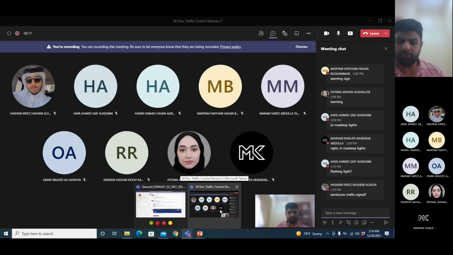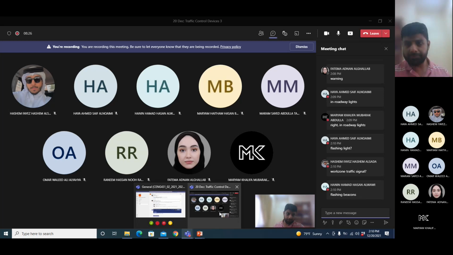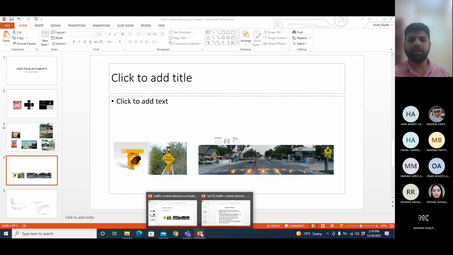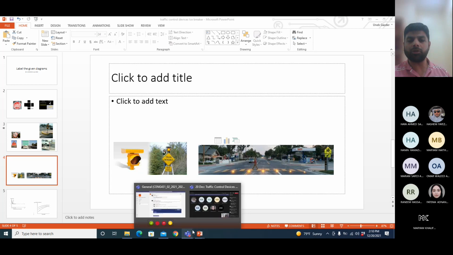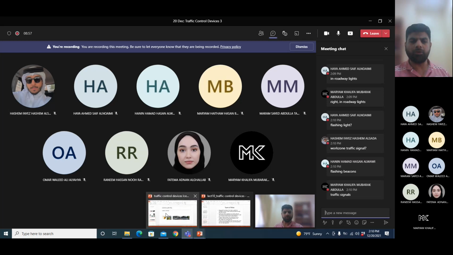Flashing beacons. Okay, flashing beacons. They are known as flashing beacons. Okay, yeah. Work zone traffic signal is when you have a work zone. It can be similar, but it's near to the work zone. Okay. Flashing beacons and both of them are what? They are type of what? Both these figures, flashing in roadway lights and flashing beacons, they are type of what? Traffic signals. Yeah, they are considered under the heading of traffic signals.